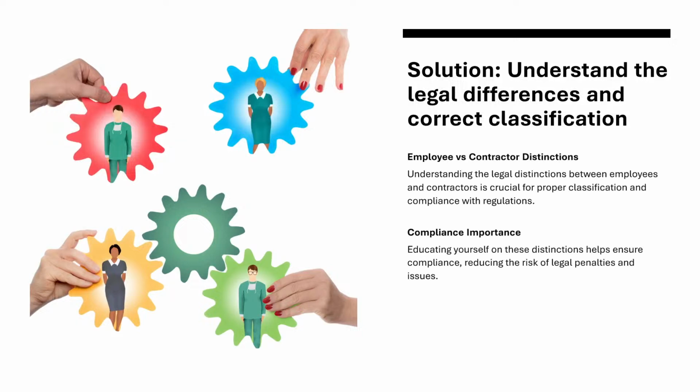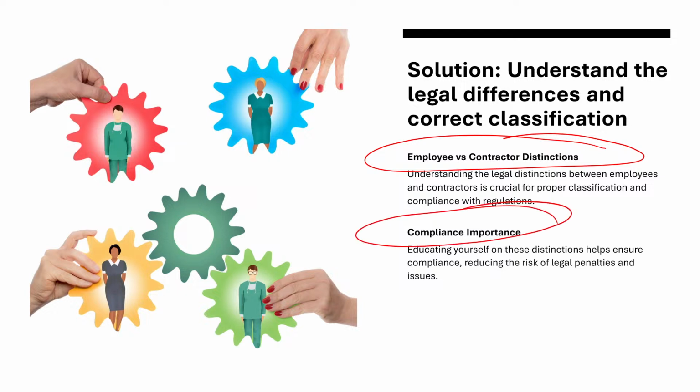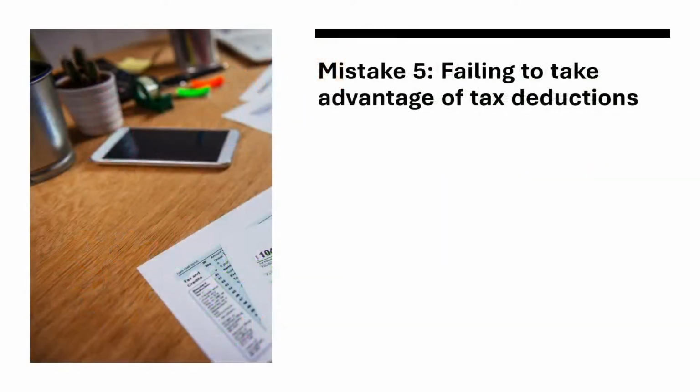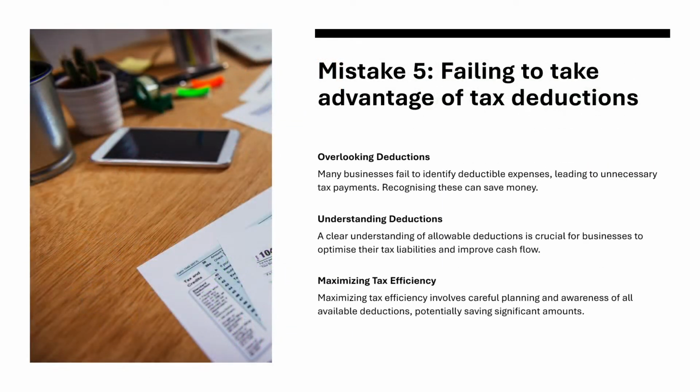So what is the solution here? You need to understand the difference between an employee and a contractor or an independent service provider. Then also you need to understand why it is so important for you to comply on these ones. So on solution, you need to educate yourself as a business owner on the differences between an employee and an independent service provider so that you keep your business safe.